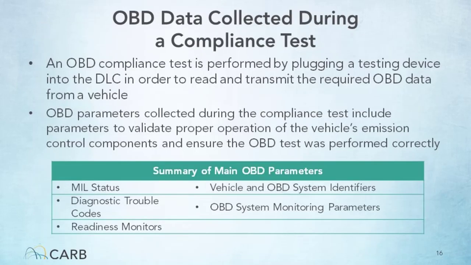The HD-I&M test is performed by plugging a CARB-compliant OBD testing device into the vehicle's DLC to collect the required data and transmit it to CARB. OBD data collected during the compliance test includes parameters to validate proper operation of the vehicle's emission control components and ensure the OBD test was performed correctly. The table on this slide shows a summary of the required OBD data for the HD-I&M program.